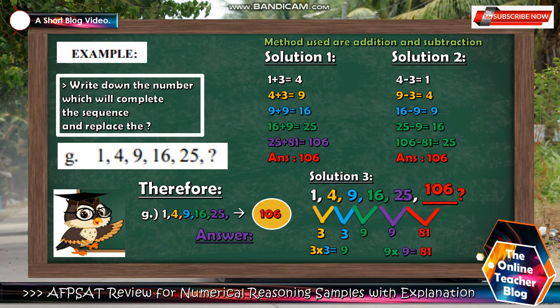For the third, you can answer that in this way. The difference between 1 and 4 is 3. The difference of 4 and 9 is 5. The difference of 9 and 16 is 7. The difference between 16 and 25 is 9, so you can multiply 9 by 9 equals 81. So the next will be 106. Therefore, the answer for letter G is 106.